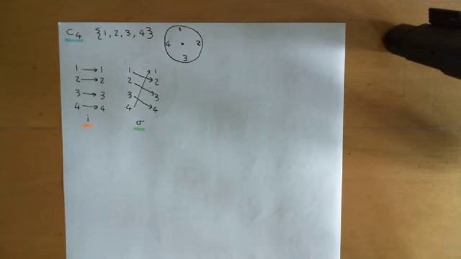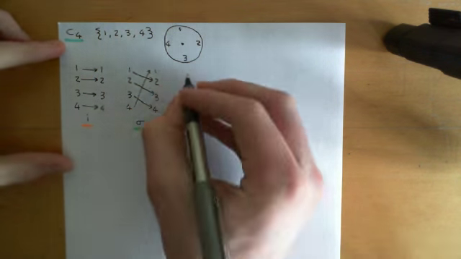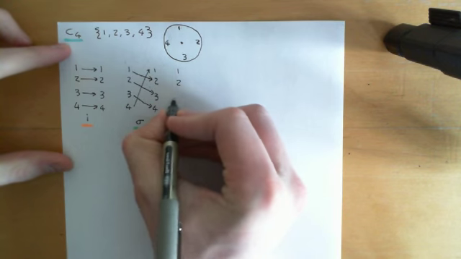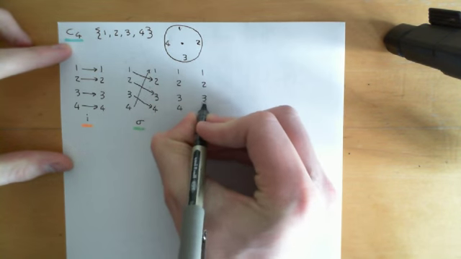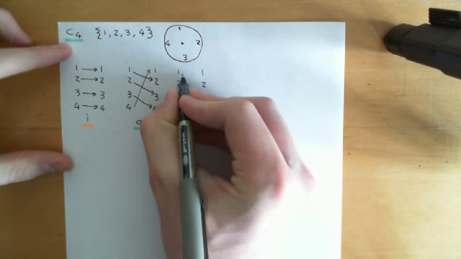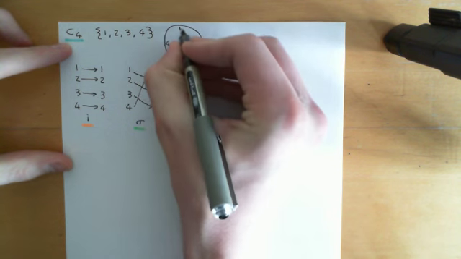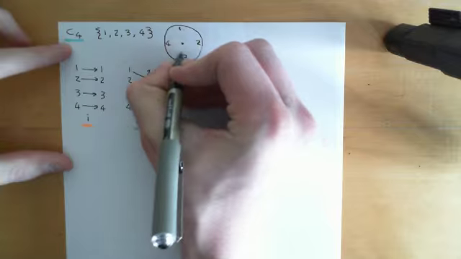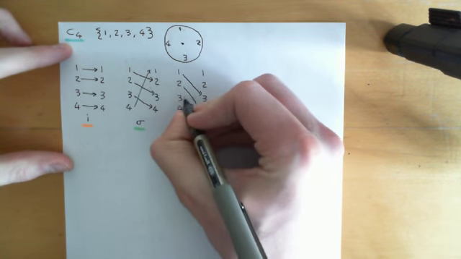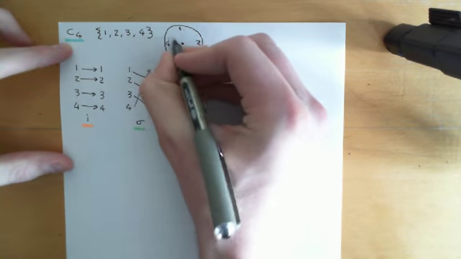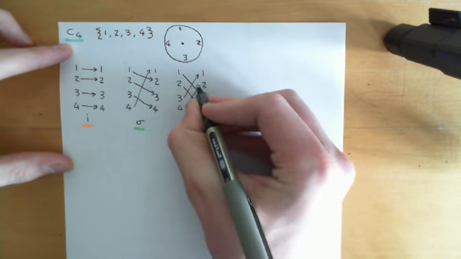Then the next one will be rotation by 180 degrees, which is just do sigma twice, basically. Okay, so let's show this. So 1, 2, 3, 4, and 1, 2, 3, 4. So 1 this time will go to where 3 is when we rotate round by 180 degrees. 2 will go to where 4 is. 3 will go to where 1 is. And 4 will go to where 2 is. Like so.